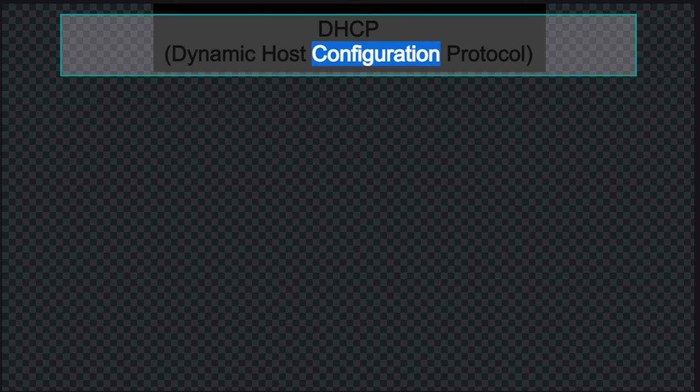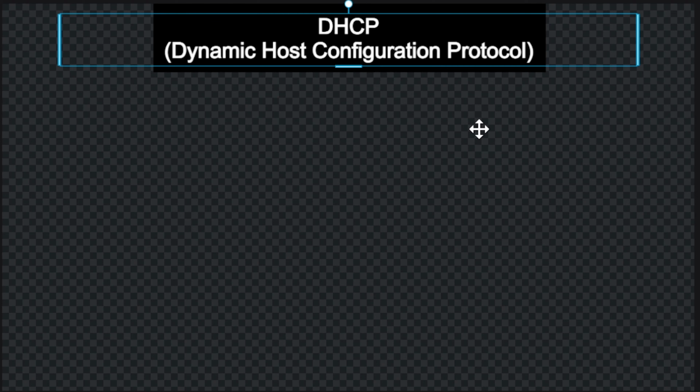And then we got configuration. We know what configuration is. It's to configure something, to set up something, to make something work, right? And then we get a word named protocol. If you're following a protocol, that means you're following a set of rules. These are the rules for this dynamic host configuration protocol. So that's what that describes.